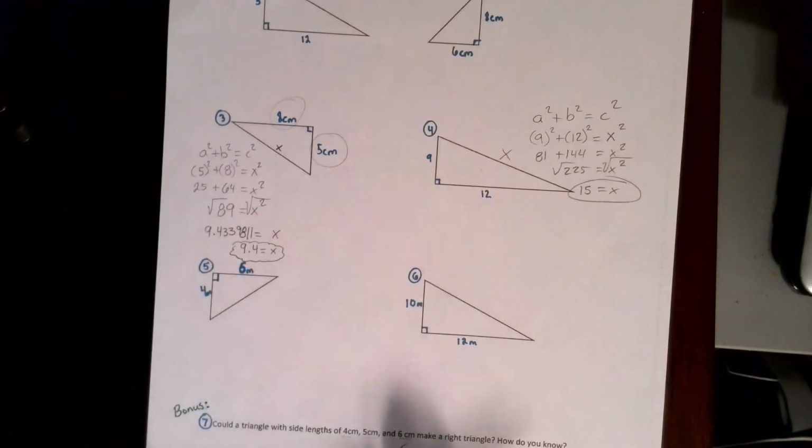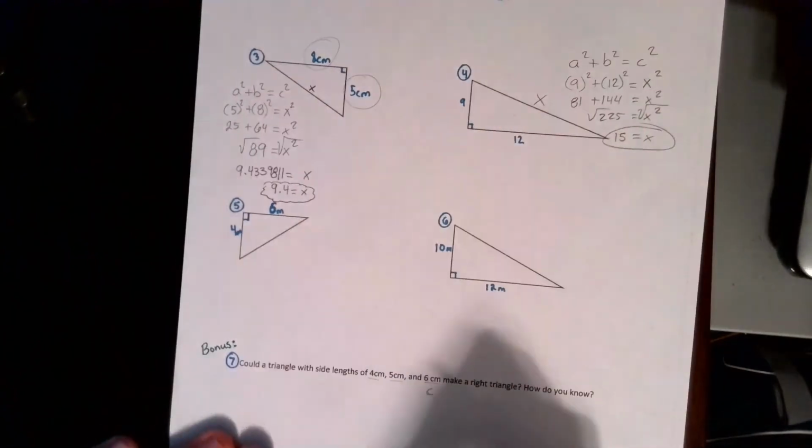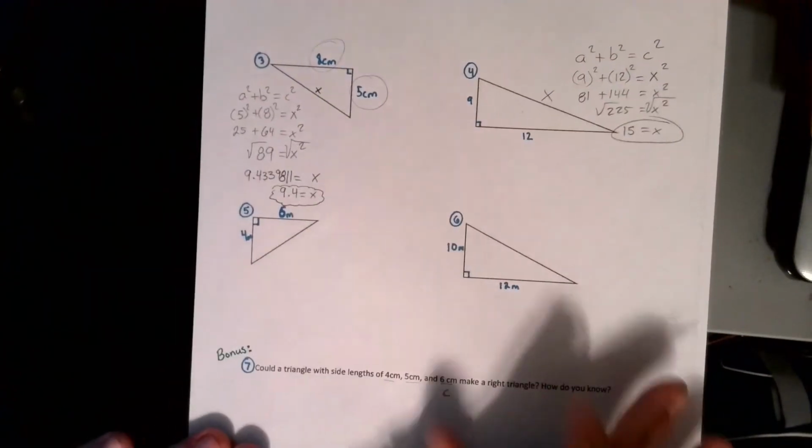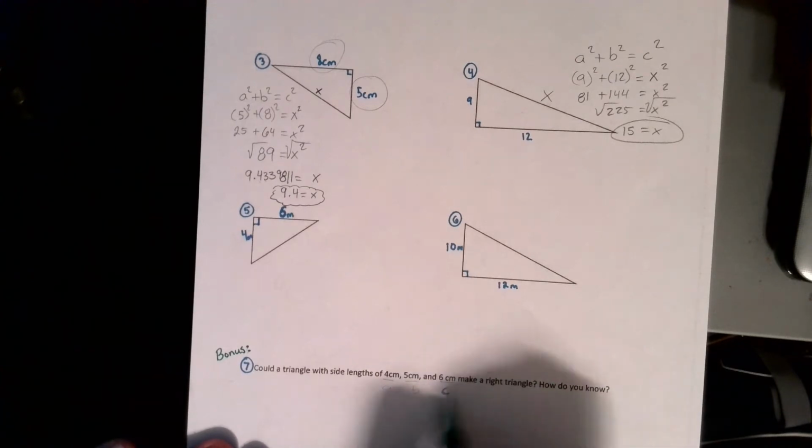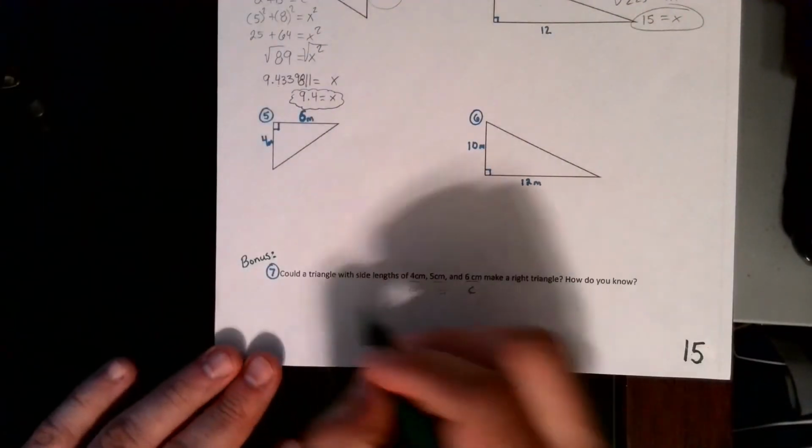And then, I'll go over the bonus one too, because I did the bonus as an example yesterday. It says, could this be a right triangle? Remember we said if they give you the 3 sides, and you use the Pythagorean Theorem and it works, then yes, it is a right triangle. If you use the Pythagorean Theorem and it doesn't work, then it can't be a right triangle.